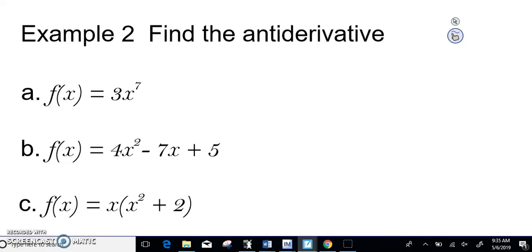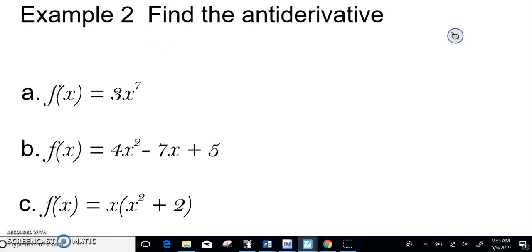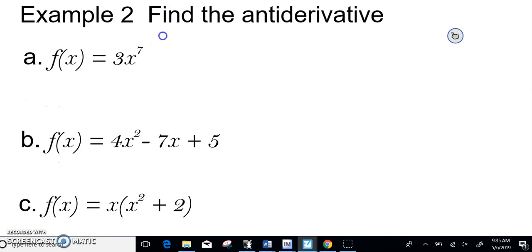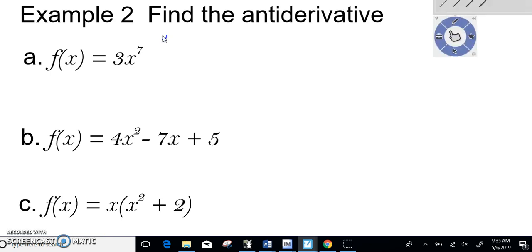All right, so here again is our last example, example 2, and we're going to find the antiderivative using the rules that we just talked about in the last video. Here, we're going to be dealing with each one of these rules. We know we have the constant multiple rule happening in A.